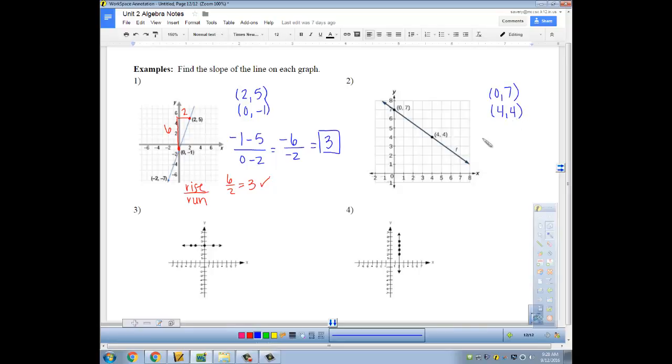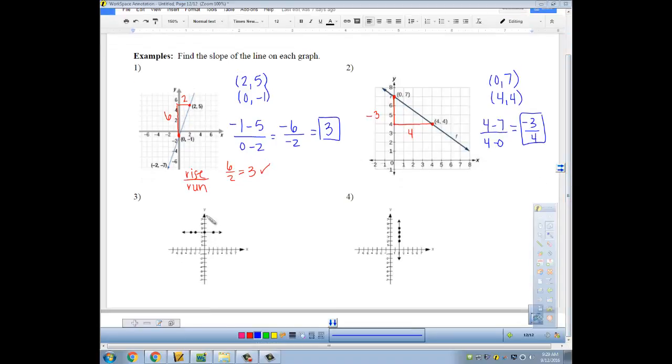Subtract the y's on top, so 4 minus 7. Subtract your x's on bottom, 4 minus 0. 4 minus 7 is negative 3. 4 minus 0 is 4, so negative 3/4. And again, we can check that with rise over run. Take your 2 points, start with the point on the left, figure out how many did I rise. Well, I rose -3, and then I ran 4, so it's still -3 over 4.